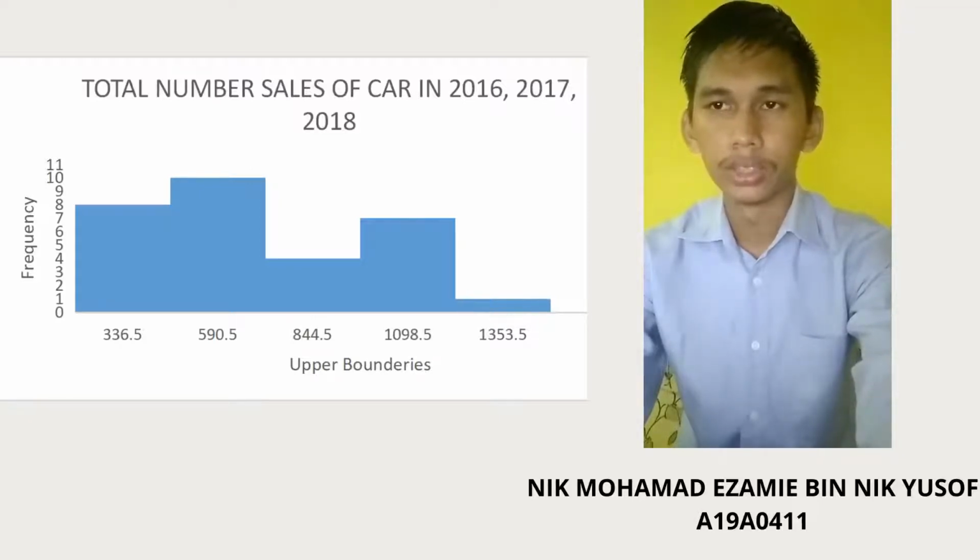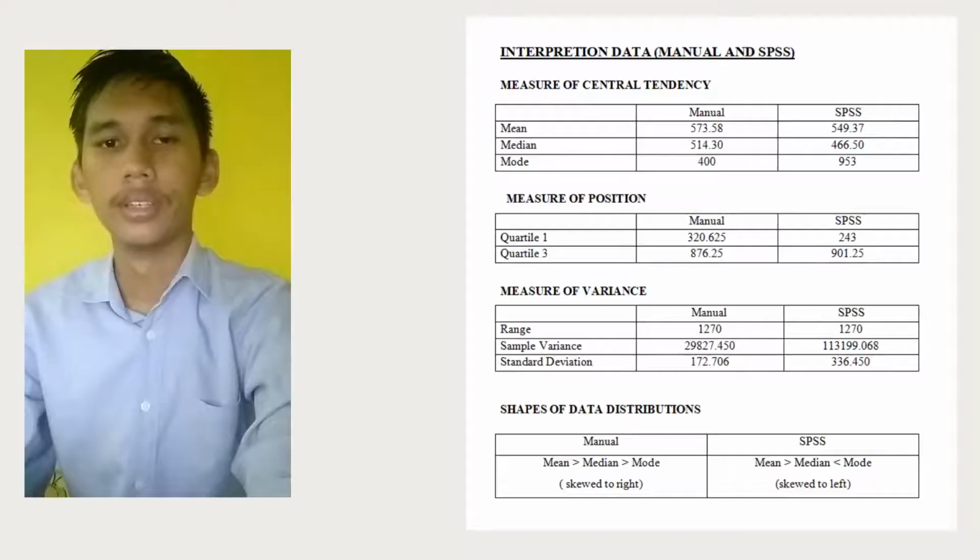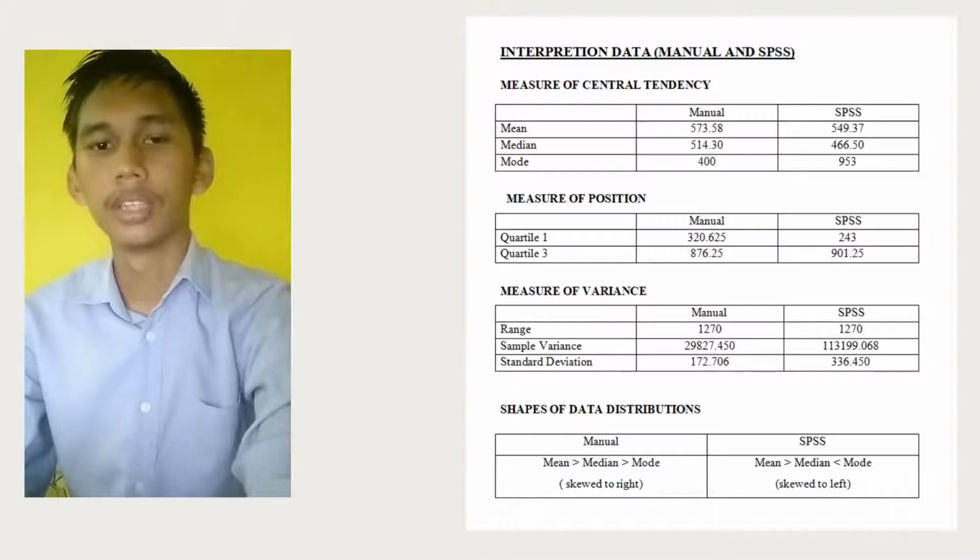Hello and Assalamualaikum. My name is Muhammad bin Yusuf, and first I want to present about the shape of the data distribution. For our shape of data distribution, we get non-symmetric, that is skewed to the right. Next, I will present about interpretation of data, manual and SPSS.